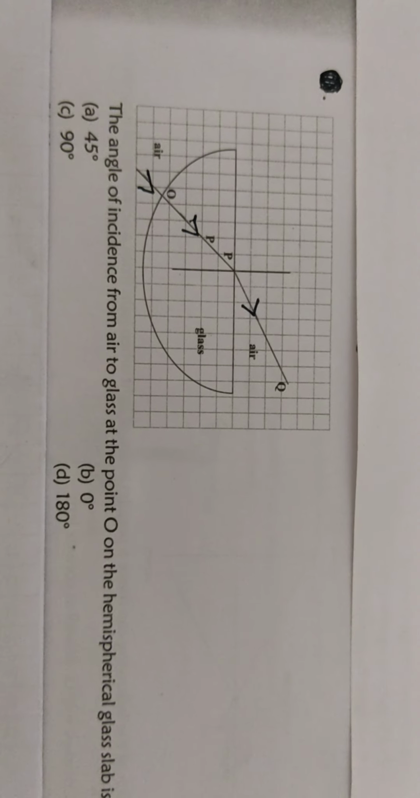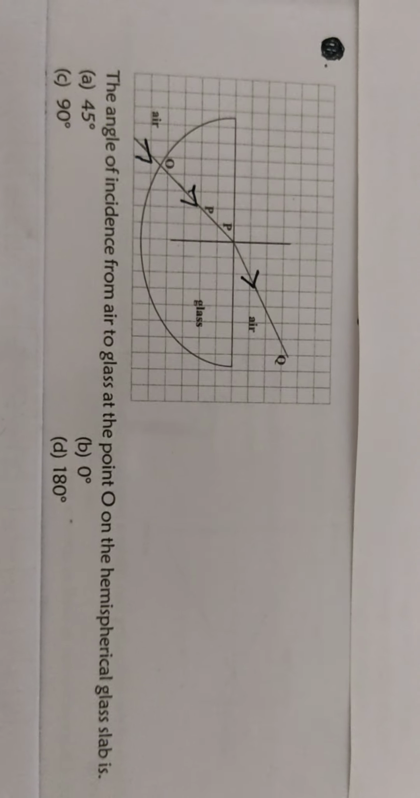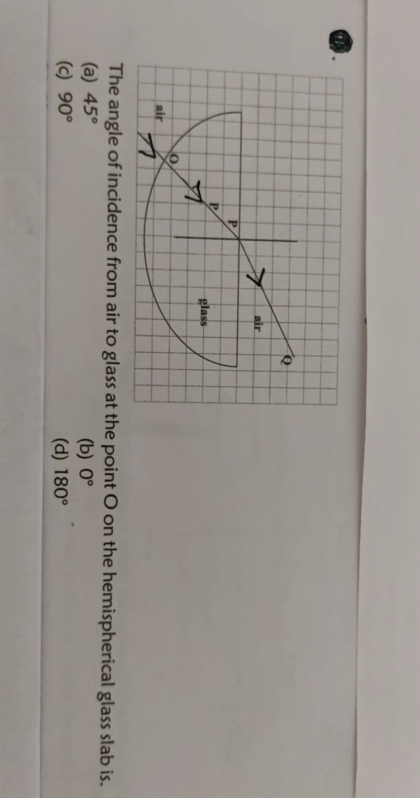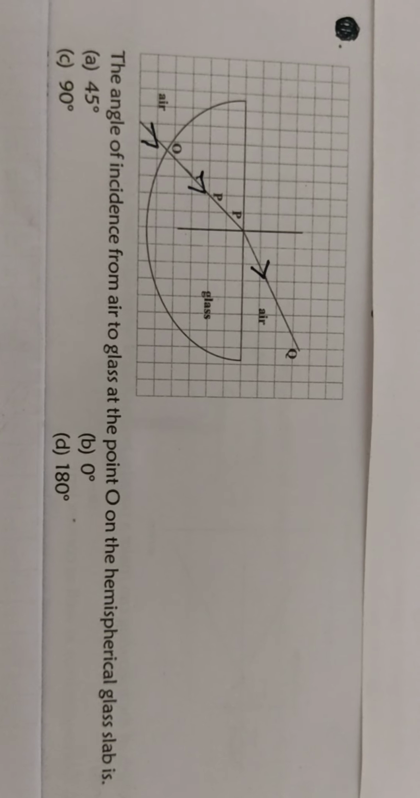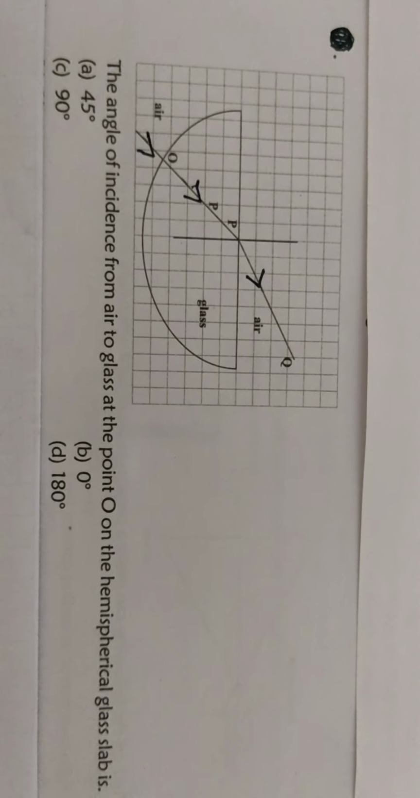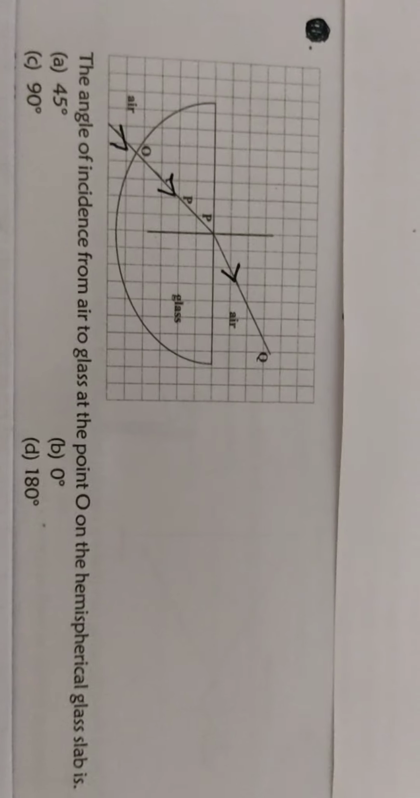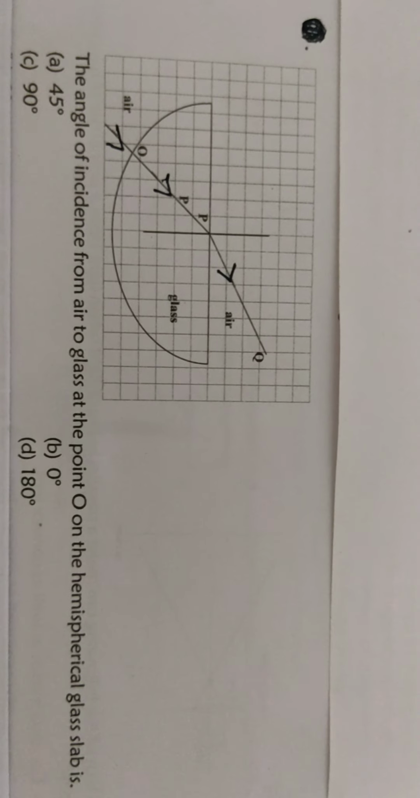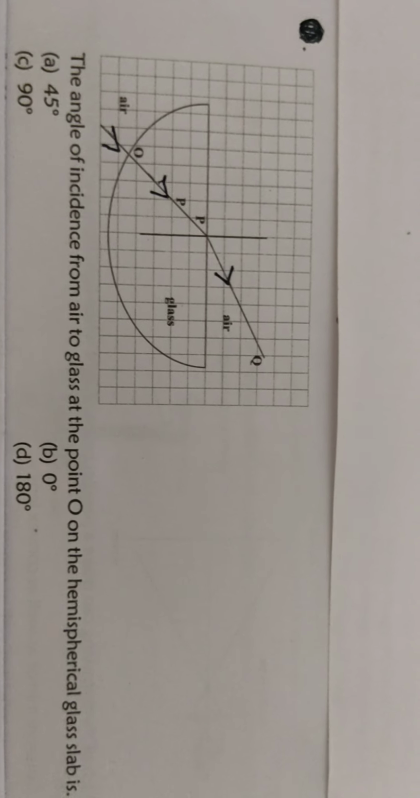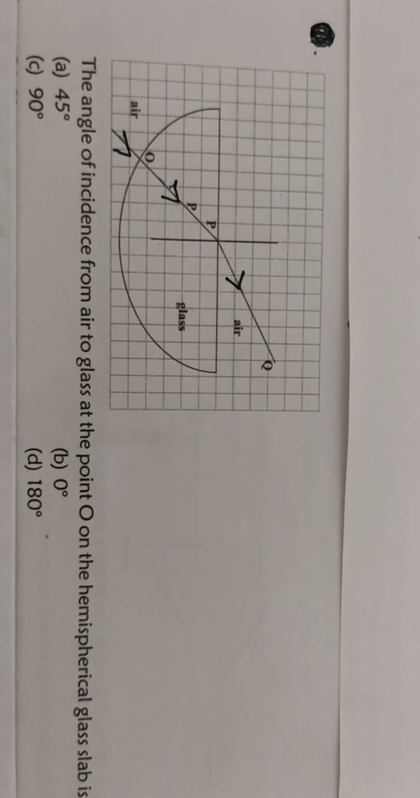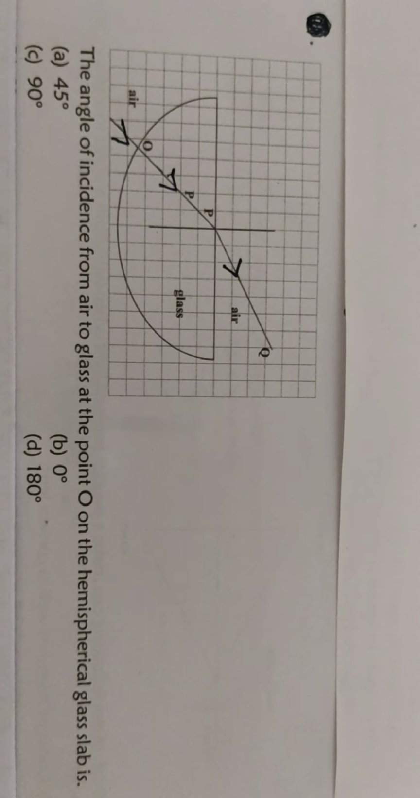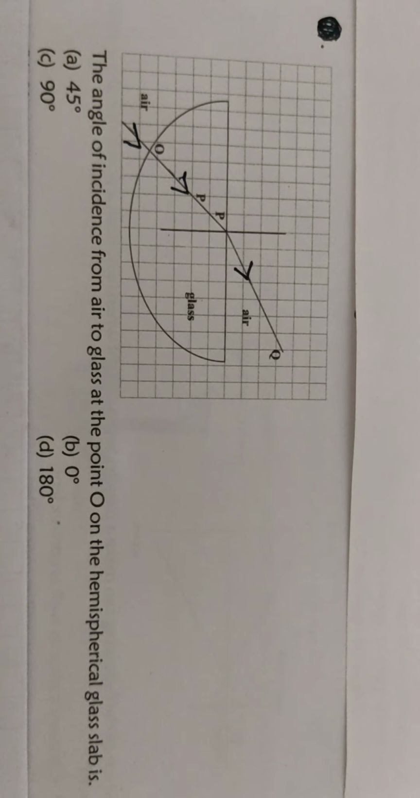This is the next MCQ, which is based on a diagram. The question is, the angle of incidence from air to glass at the point O on the hemispherical glass slab is, you have to choose any one option for the angle of incidence at point O from air to glass. Now, in the diagram actually, in this book, arrows were not drawn initially. When arrows are not drawn, then it becomes confusing. So I have drawn the arrows, but you imagine that if arrows are not drawn, then also you should be able to do this very quickly.